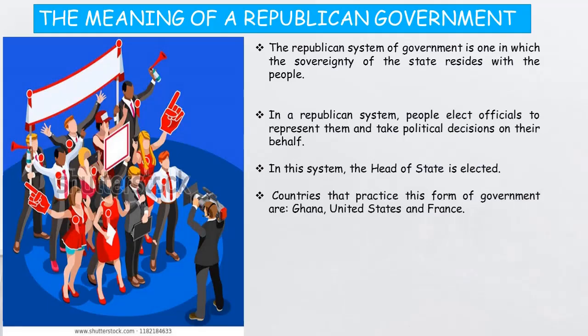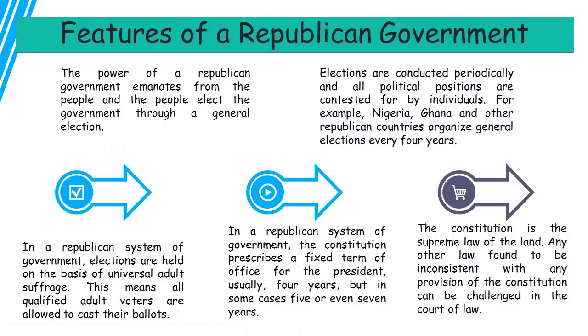The meaning of a Republican government. The Republican system of government is one in which the sovereignty of the state resides with the people. In a Republican system, people elect officials to represent them and take political decisions on their behalf. In this system, the head of state is elected. Countries that practice this form of government are Ghana, United States, and France.